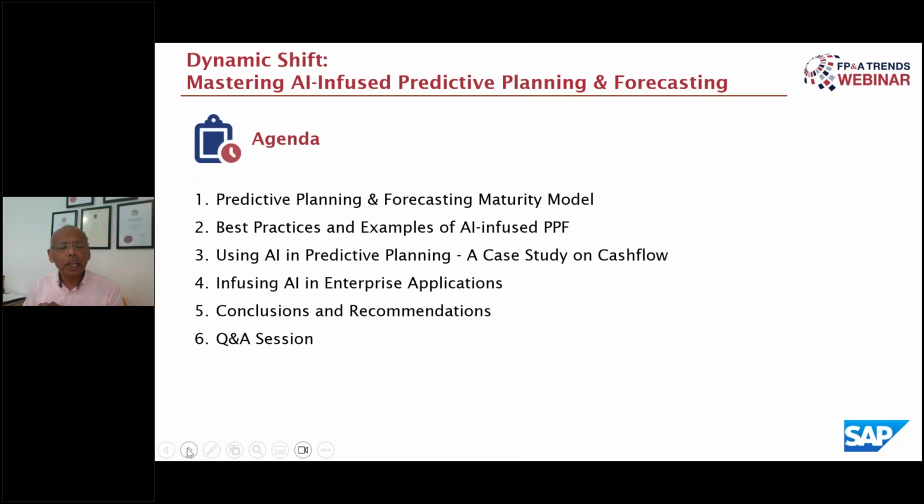So what have we got on the agenda for you today? Today we're going to look at predictive planning and forecasting, a little bit about stats, and then some insight on the maturity model as well. And then we will start with our first presentation, where we'll look at best practices and examples of AI-infused forecasting. We will then move on to look at a case study, very specifically on cash flow and how AI and ML has helped there. And finally, we will finish with looking at infusing AI in enterprise applications. So what can software and technology do for you these days? So very interesting sets of presentation. We will finish off with conclusions and recommendation. And of course, let's not forget, in the end, we have our own very exciting Q&A session.